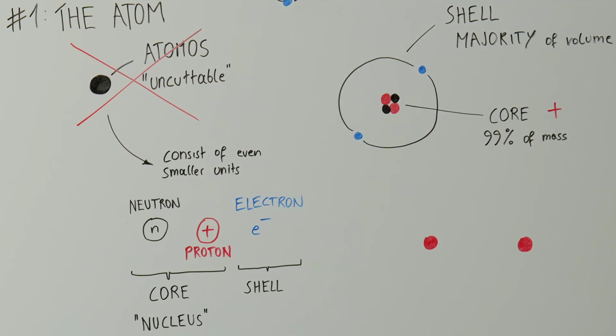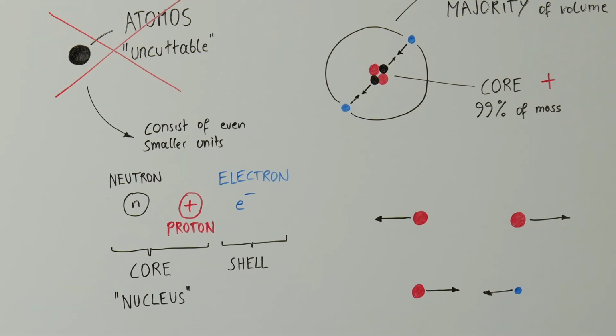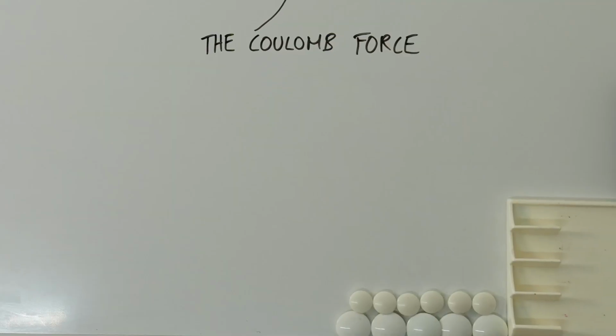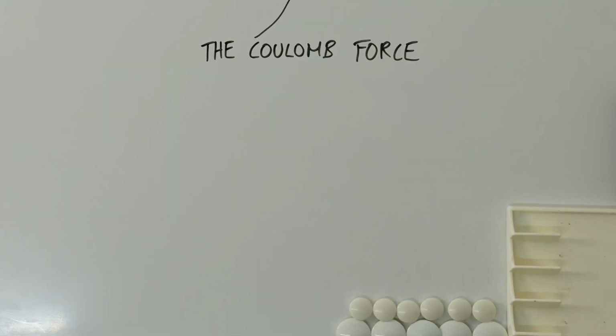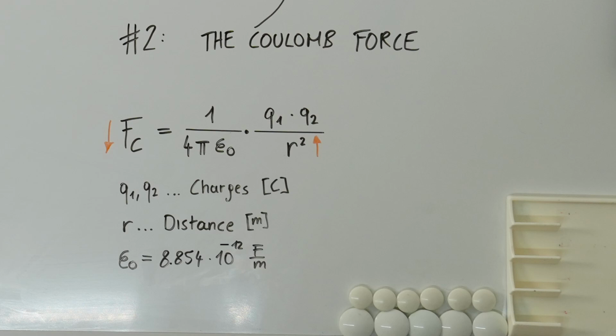You might instinctively know that similar charges repel each other while opposing charges attract each other. This is why the electrons are attracted to the nucleus. The force that acts between them is called the Coulomb force. As we see, the force decreases with increased space between the charges. Further, it increases with the charge of the elements. The larger the charge, the larger the force, and the greater the distance, the lower the force.